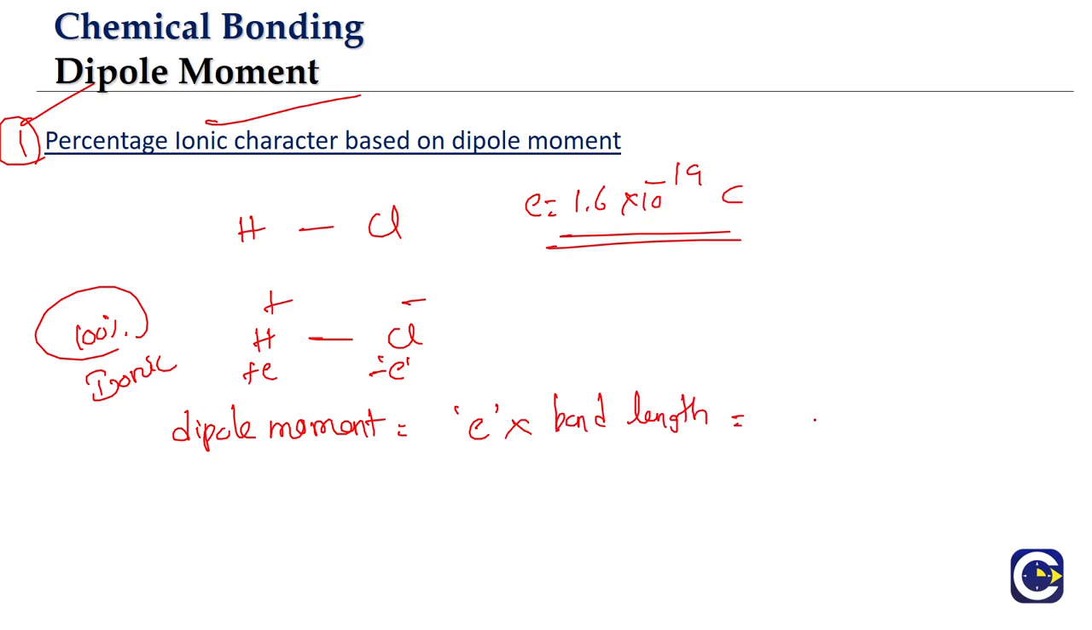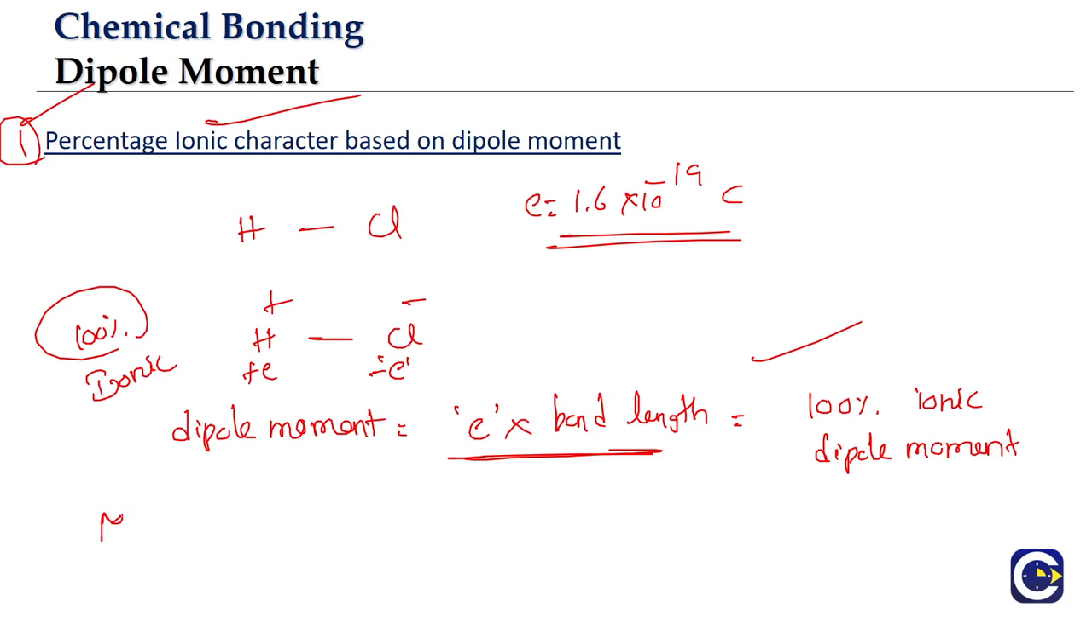So this is what we call the 100% ionic dipole moment. We assume the complete transfer of electrons and calculate the dipole moment. In that case, 1 electron is transferred, so the charge will be e. So e into bond length. This is the dipole moment based on the 100% ionic character.